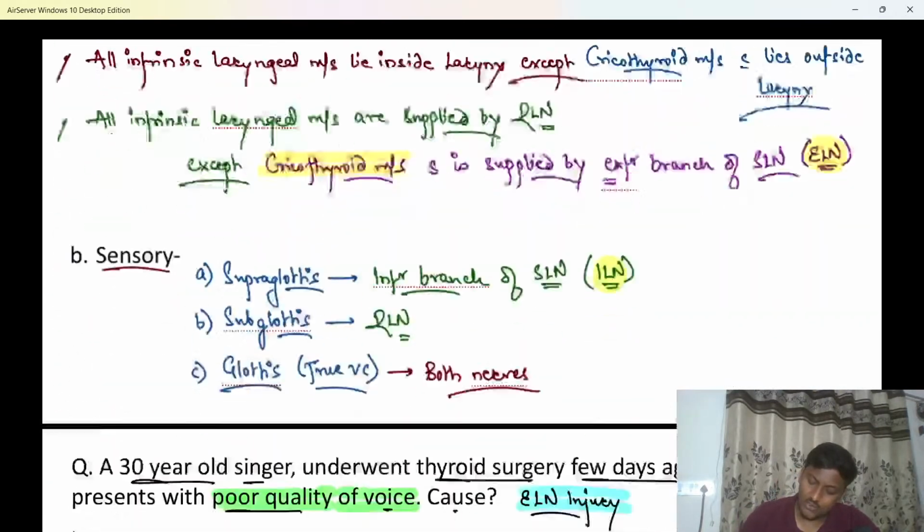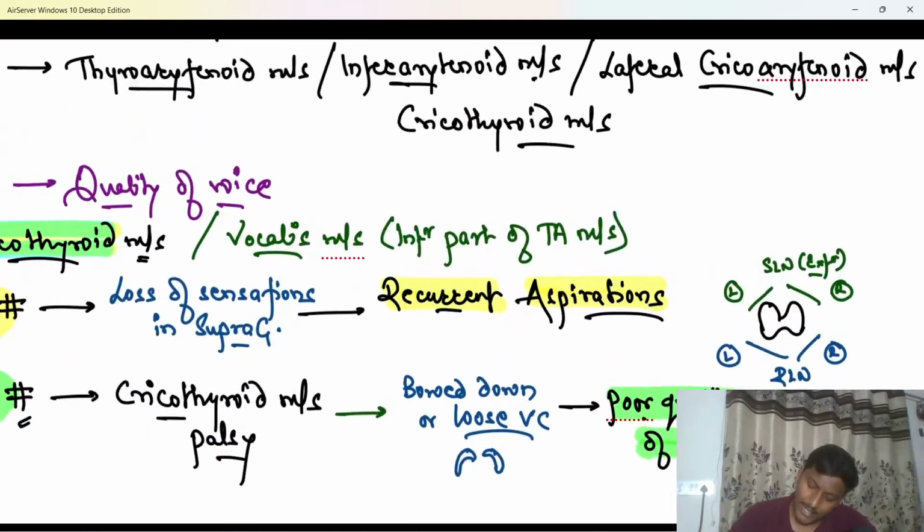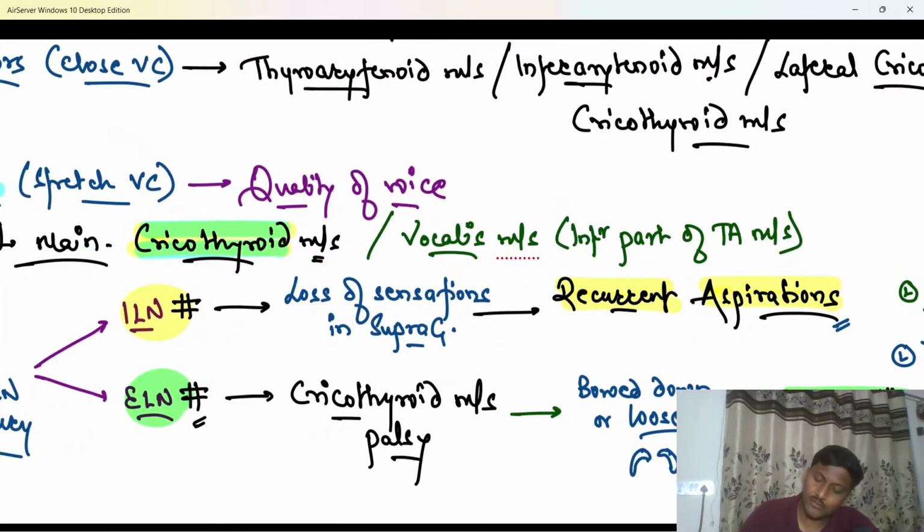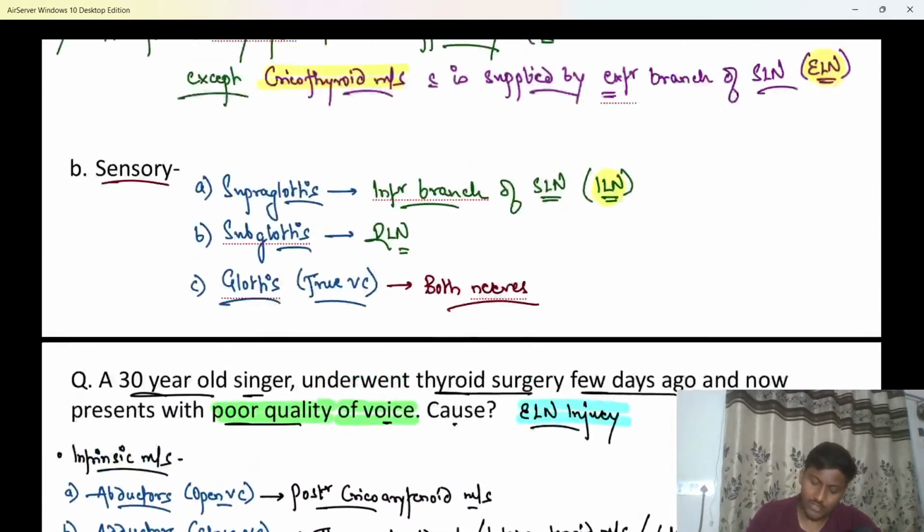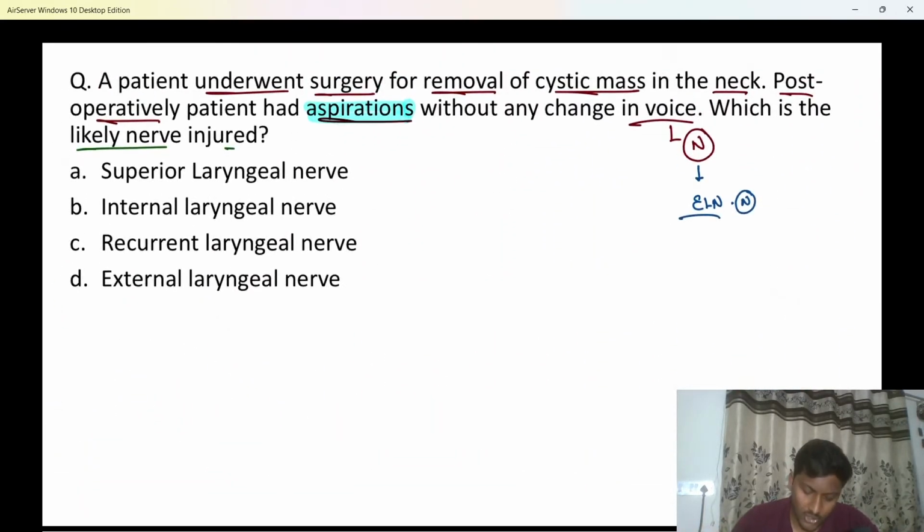Why do aspirations happen in a patient? We have discussed: aspirations are there because there is loss of sensations from the supraglottis. And why does it happen? Because of injury to the internal laryngeal nerve. Shabash. So the likely cause in this condition, beta, the answer is what? Option B, internal laryngeal nerve palsy. The answer over here is internal laryngeal nerve palsy or internal laryngeal nerve injury. Okay? You have to remember this.